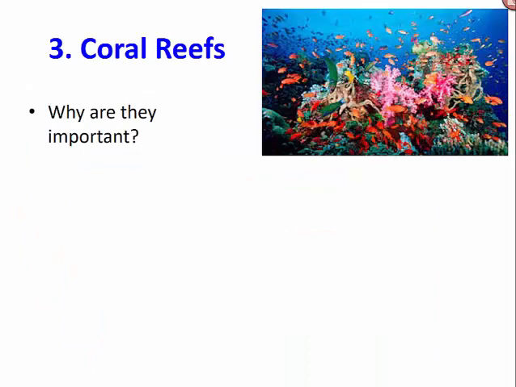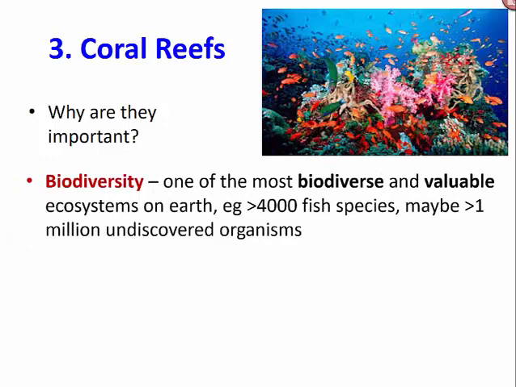The third area, the marine, we're going to look at the coral reefs and why they are important. Well, they provide biodiversity. Biological diversity, many different types. And there are over 4,000 different types of fish species. And we believe there are possibly more than 1 million undiscovered organisms that live in these coral reefs.